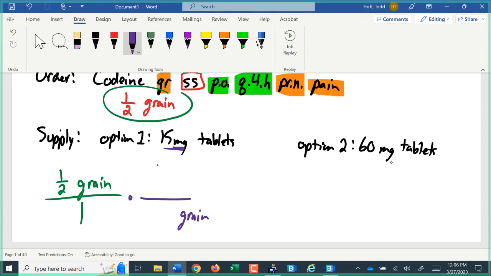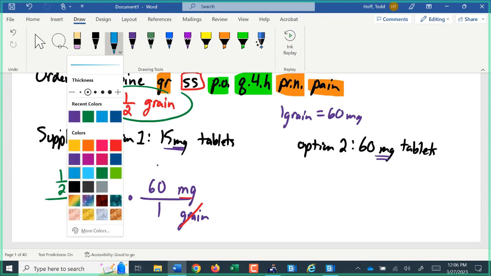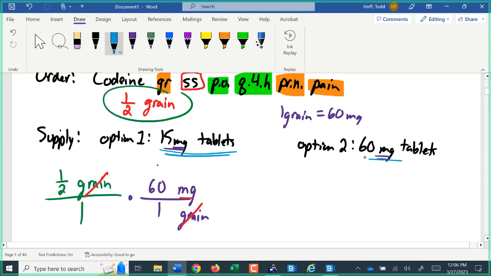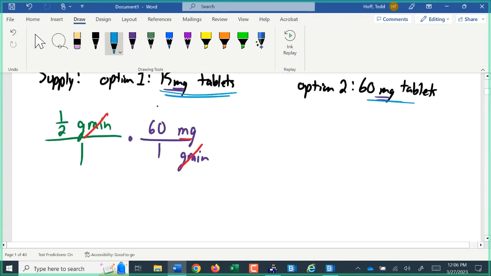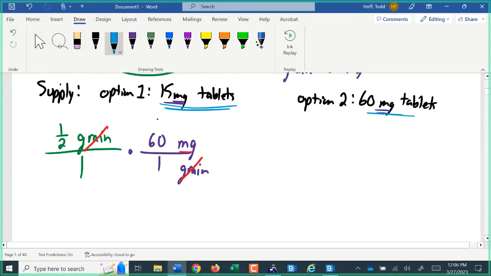Well, both options have milligrams in them, so I want to take grains to milligrams. If we look at this equivalency, we know that 1 grain, or if we have it memorized, 1 grain is 60 milligrams. So 1 grain, 60 milligrams. So here the grains will cancel out. We're now in milligrams. Now milligrams is not our final answer, but it is what we have available in our on-hand dose. Since we have options, I'm going to do the calculation at this point and then apply the options to it after that.